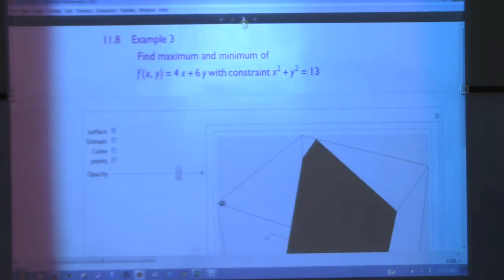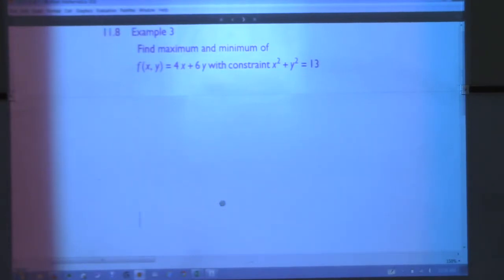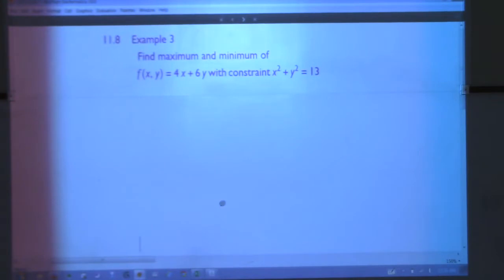Find the maximum and minimum of f of x equals 4x plus 6y, subject to another circular constraint. Every one of the problems I'm going to show you today has a slightly different sort of algebraic approach when you're trying to find x, y, and lambda.